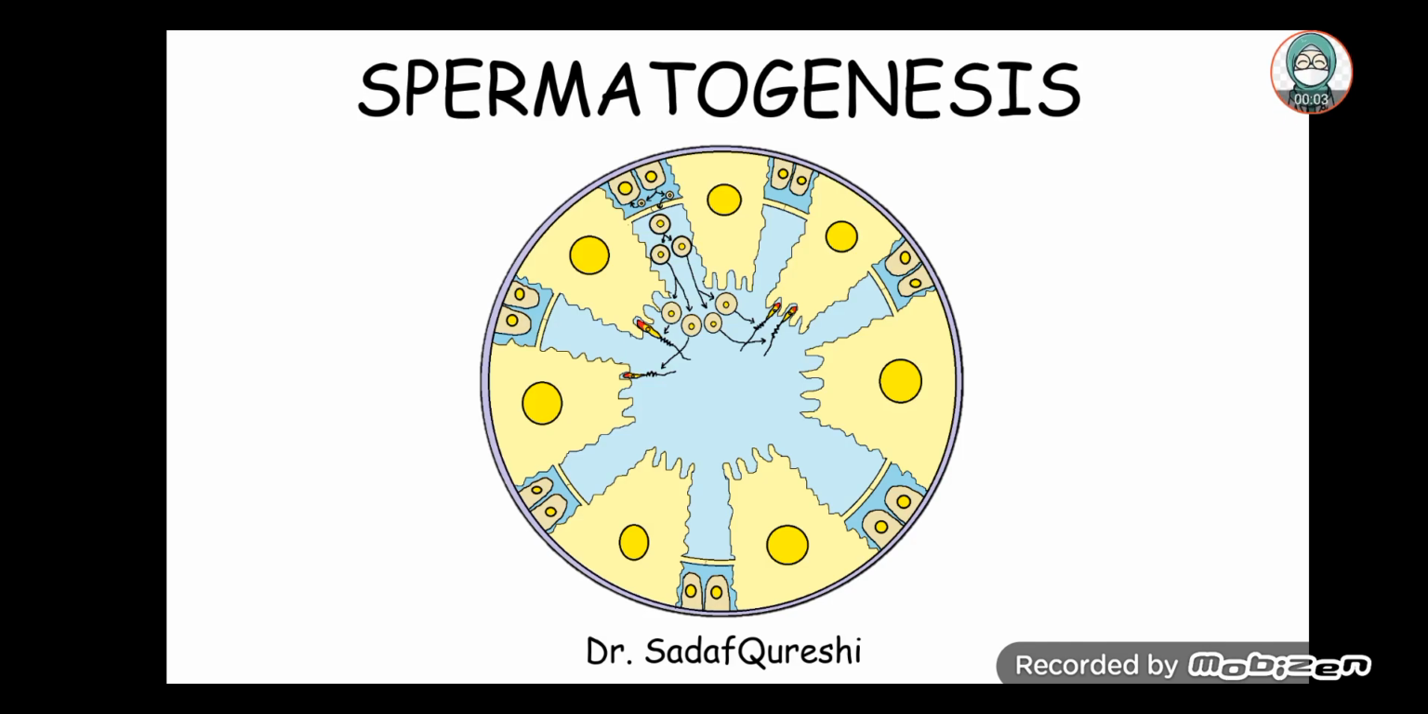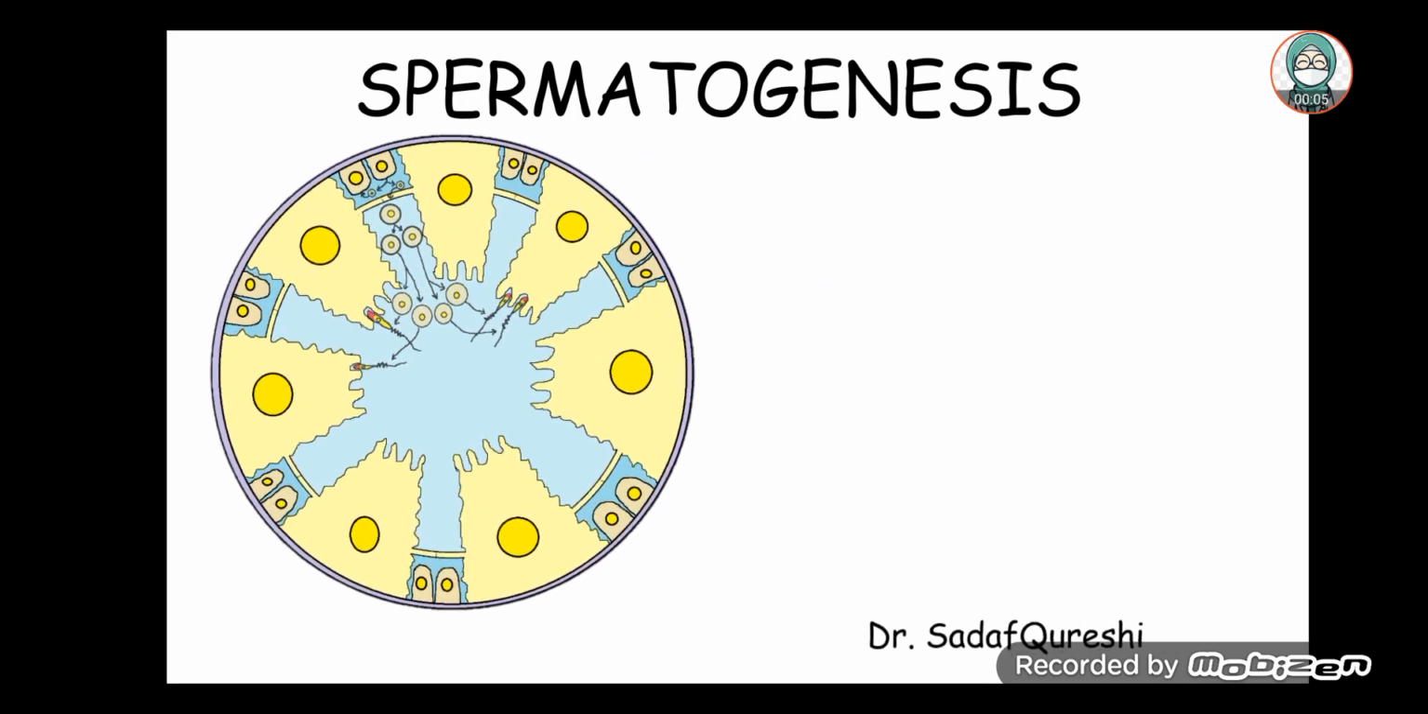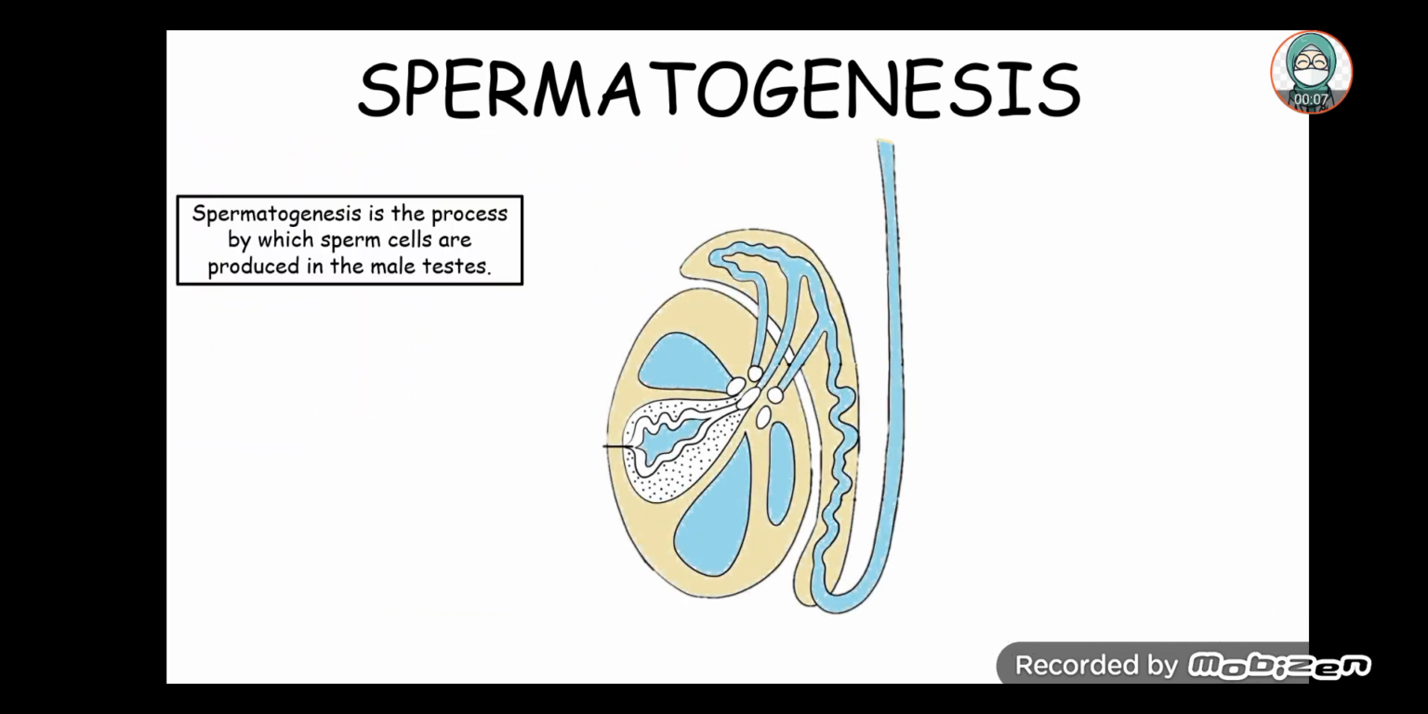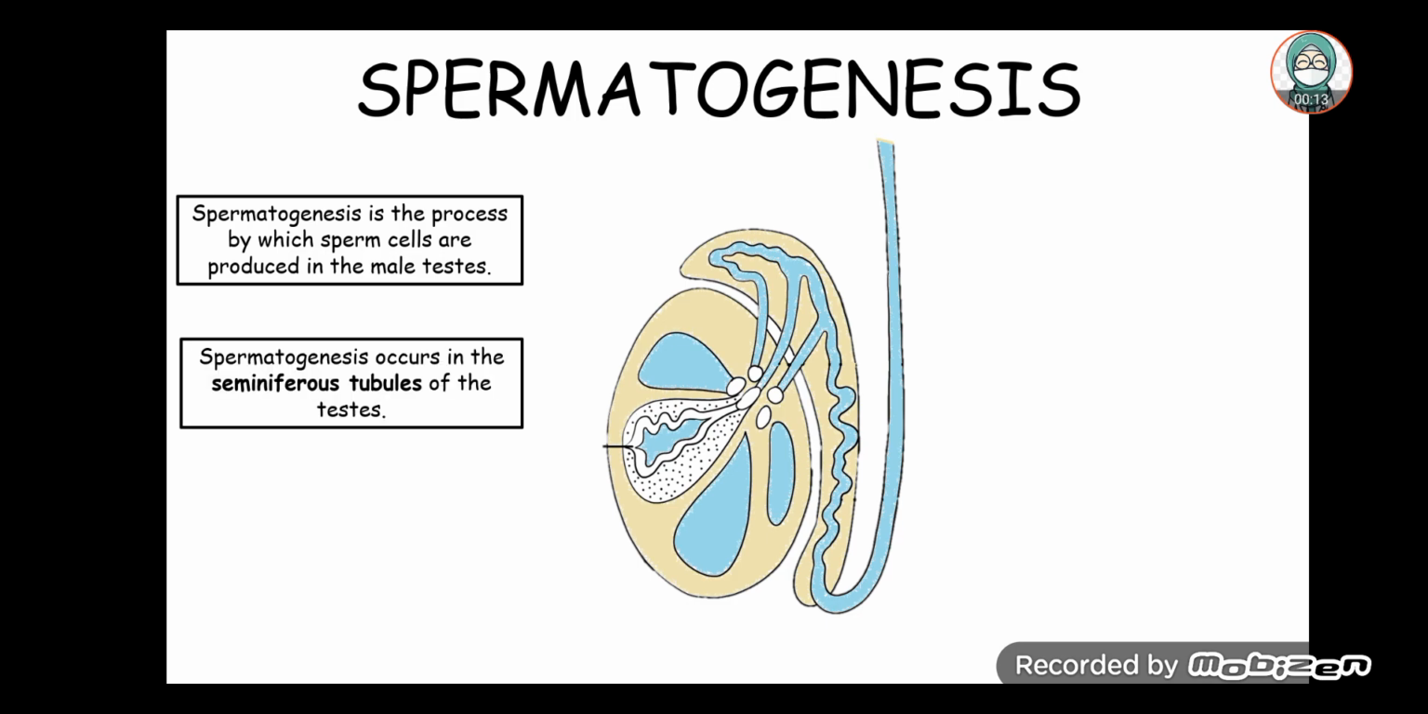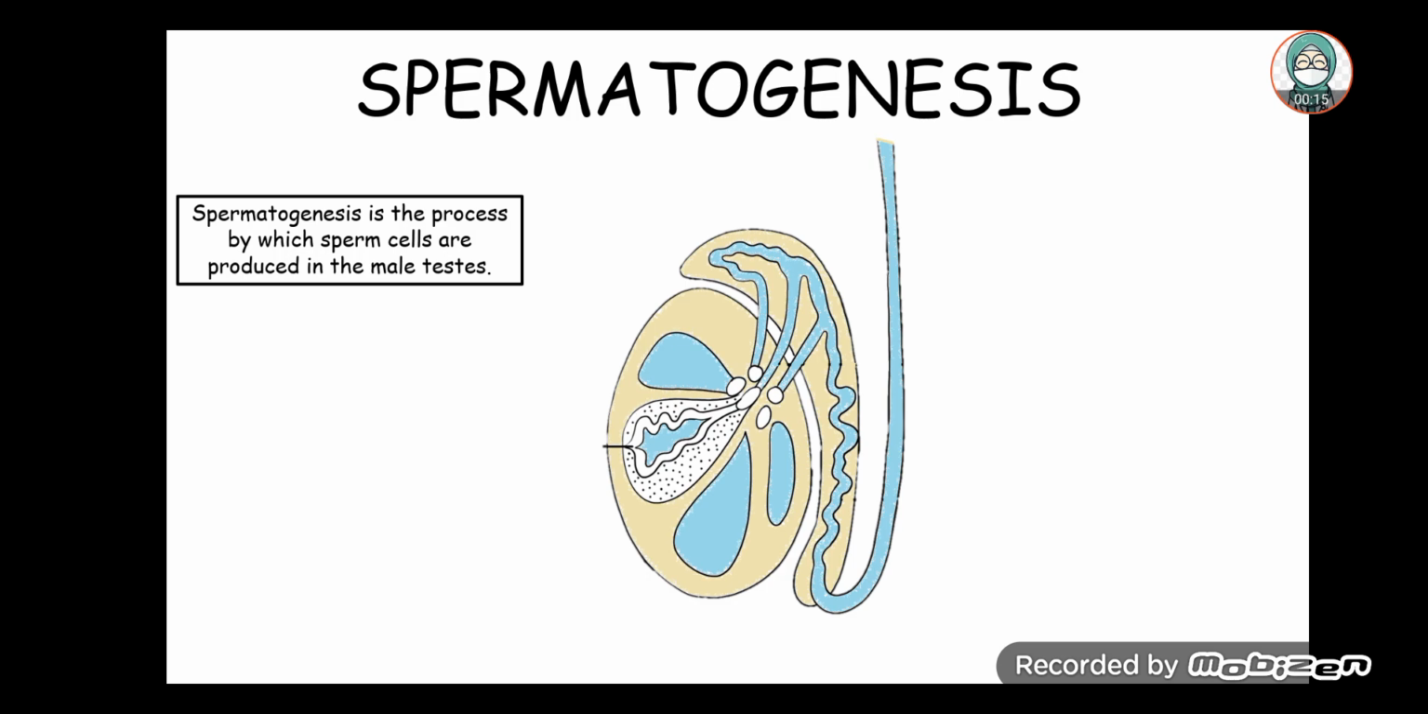Today we are going to talk about spermatogenesis. So what is basically spermatogenesis? Spermatogenesis is the process by which sperm cells are produced in the male testes, or we can say that spermatogenesis is the process by which male gametes are produced by the male testes.